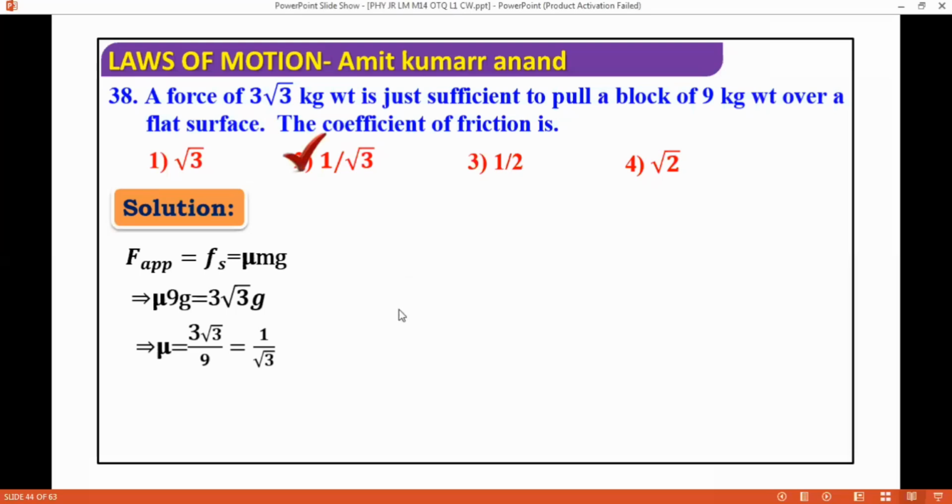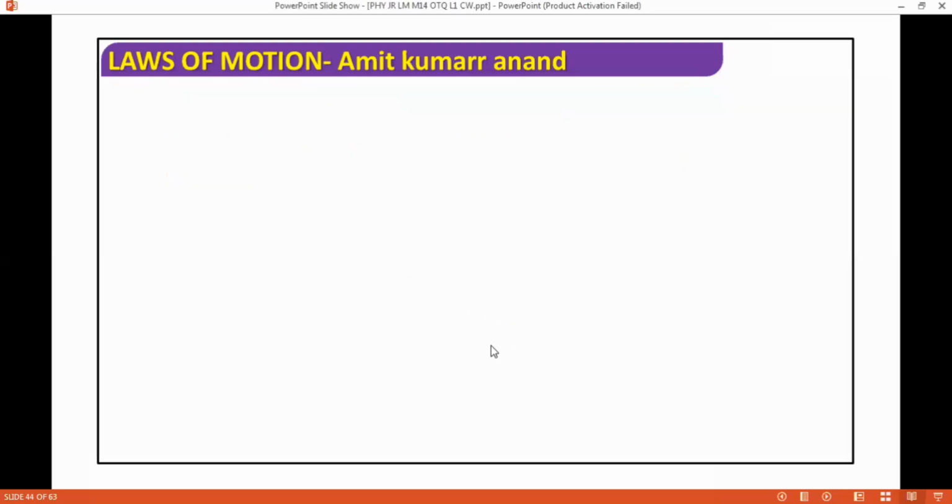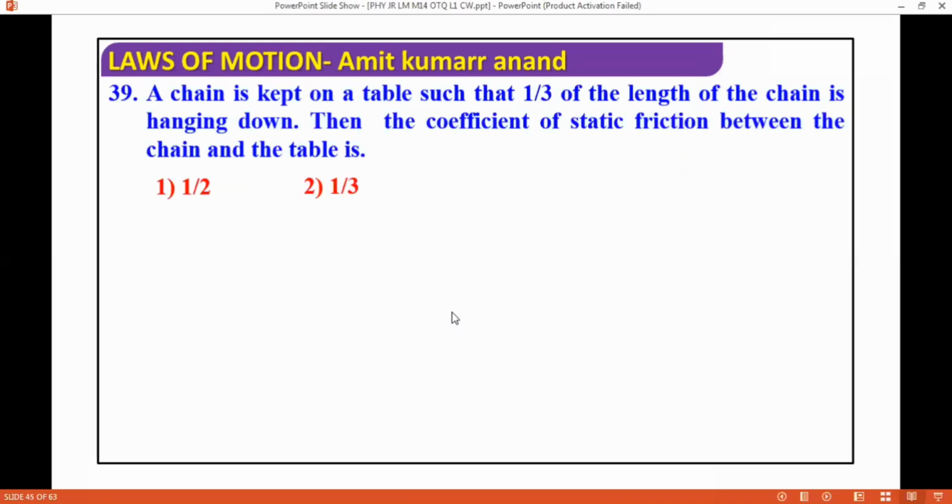Yeah, next question we are moving to. A chain is kept on a table such that 1/3 of its length is hanging down. Then find the coefficient of static friction between the chain and the table. This is a very important question. The condition is like this: the chain is hanging, and 1/3 is hanging like this.